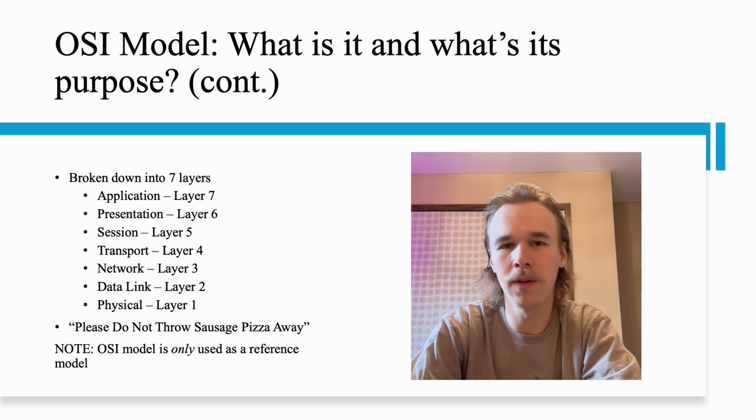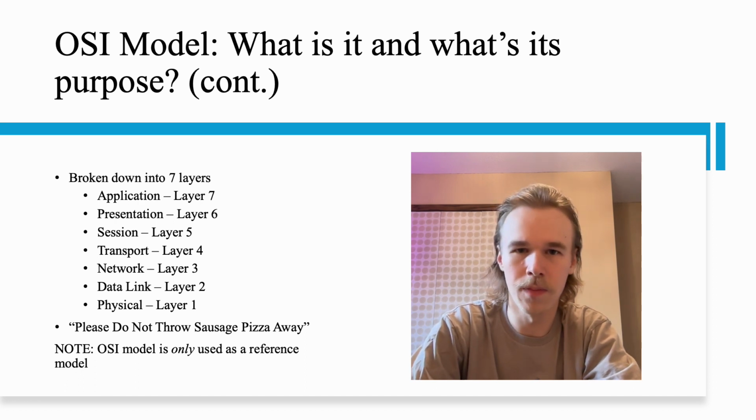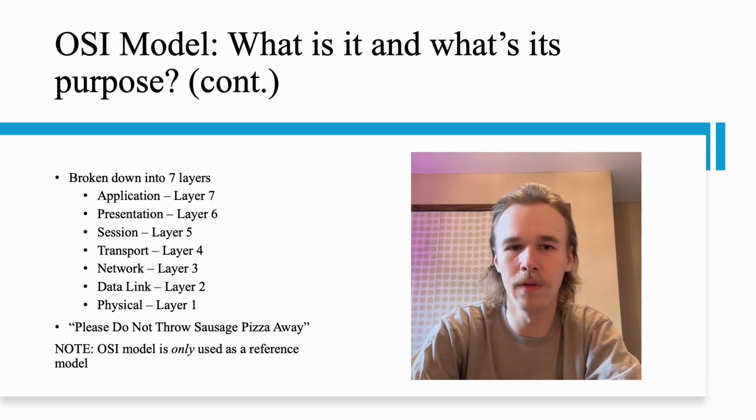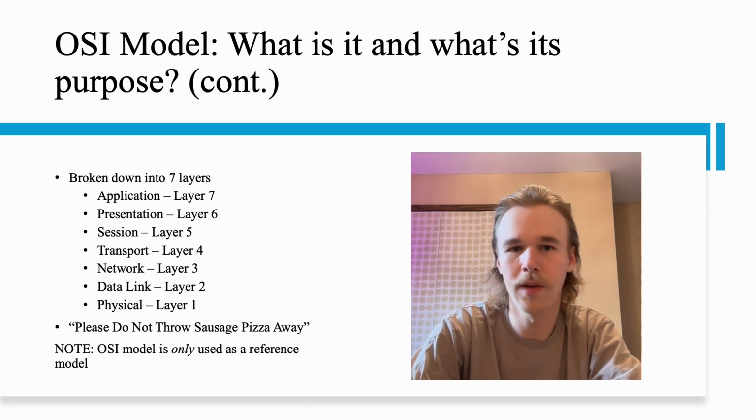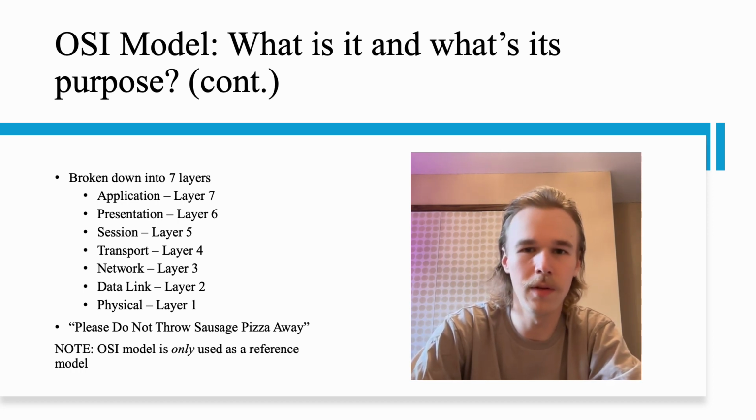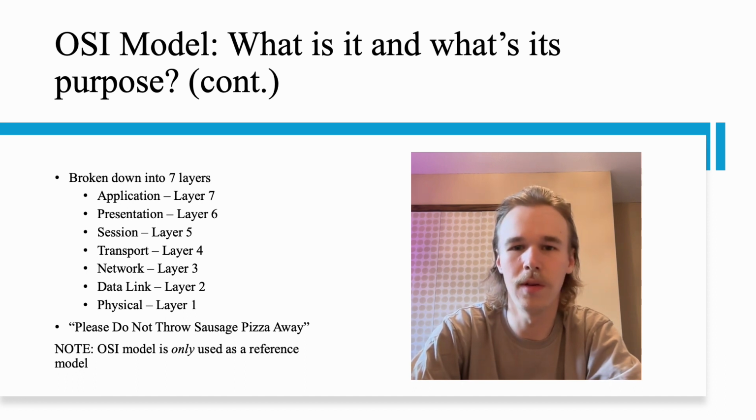The OSI model is comprised of 7 layers. Starting from the bottom, it reads physical, data link, network, transport, session, presentation, finally, application. Throughout my other courses, I was told there was a nice mnemonic device for remembering that order, and it has since stuck with me. Please do not throw sausage pizza away. And that's read from the bottom up, and there you have it, 7 layers.